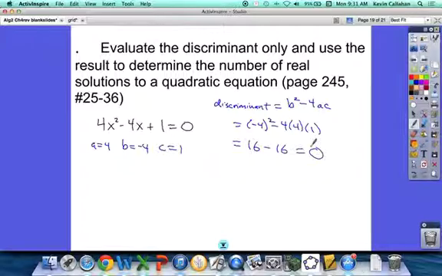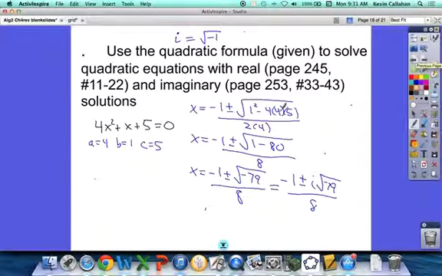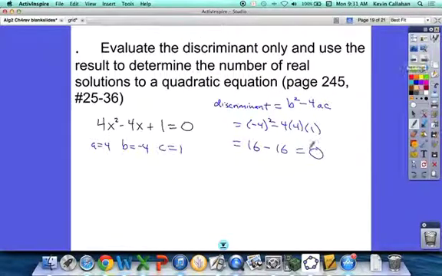So how many real solutions do you expect when the discriminant equals 0? 1, right? Because remember, in the quadratic formula, if you're taking the square root of 0, the square root of 0 is 0. So when you add or subtract a 0, you get the same answer. That's why when the discriminant equals 0, there is 1 real answer.